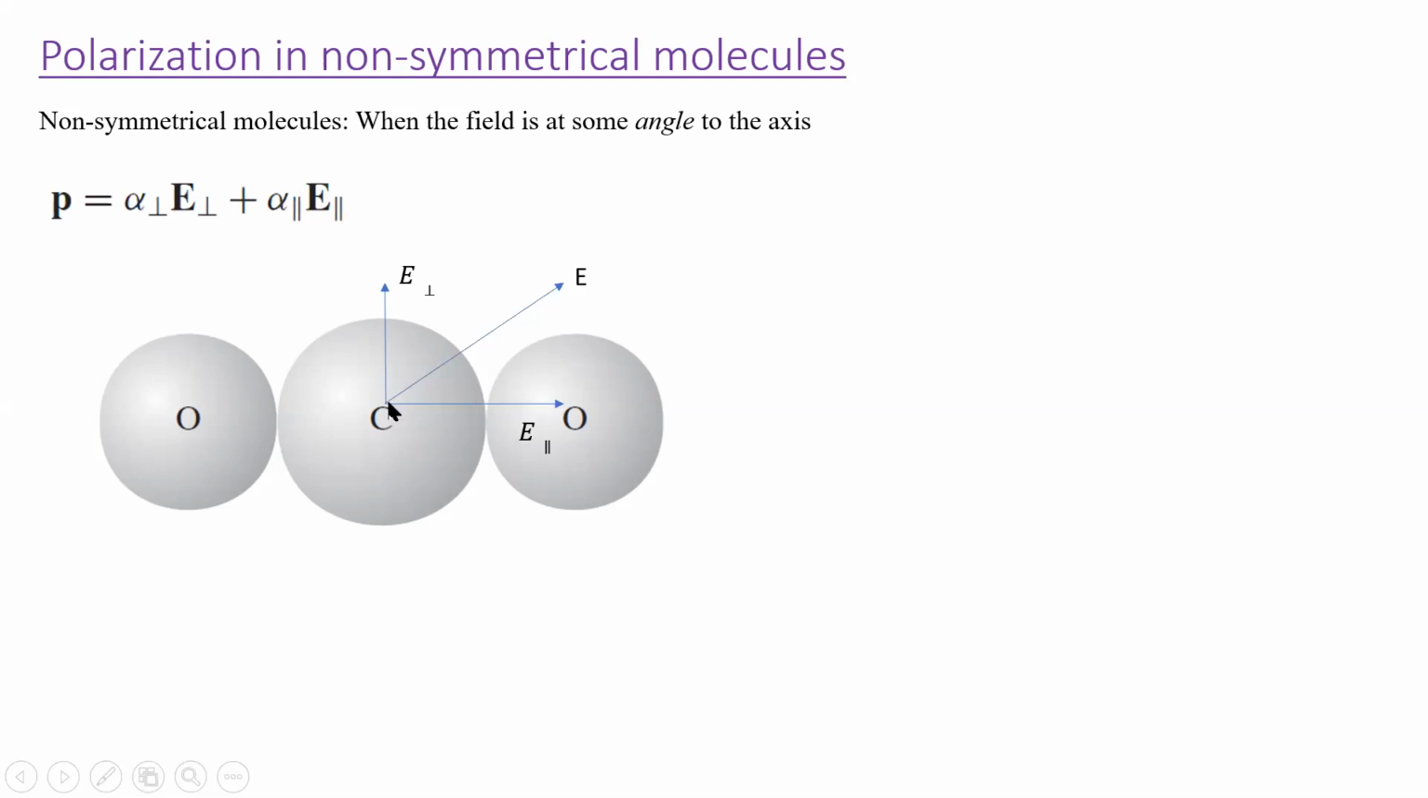And then each of them has their own polarizability because they look electrically different. The electrons are arranged differently along this axis than along this axis. So the total dipole moment would be the polarizability perpendicular to the axis times this electric field plus the polarizability parallel to the axis times this electric field.